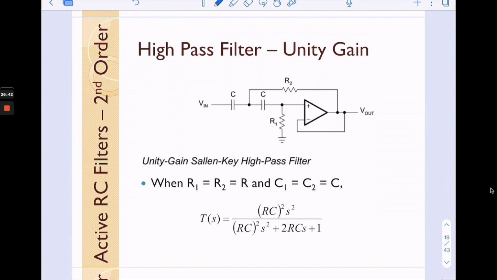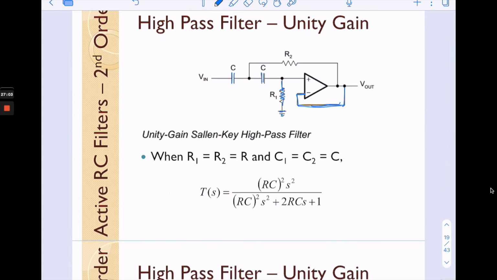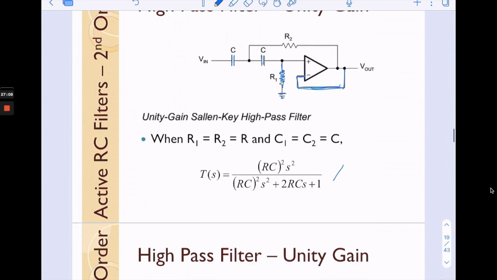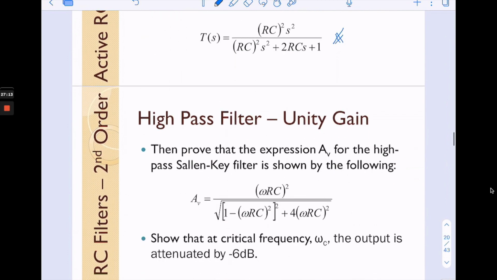Now what we have is the capacitor that is connected to the V input, and then we have the resistor that is connected to the ground. So again, this is a unity gain second order filter. Assuming R1 equals R2 and C1 equals C2, we can get this transfer function of this high pass filter. And then you can get this expression by taking the magnitude, you can get the term here.